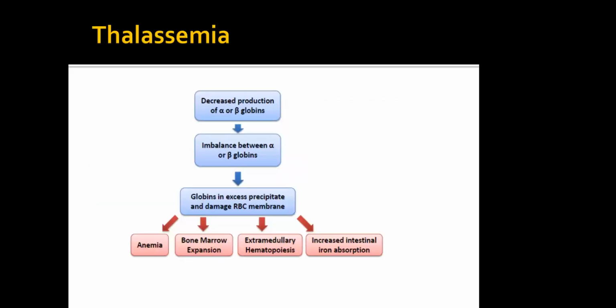So thalassemia can be either a decreased production of your alpha or beta globulins, or it could be an imbalance between the two. It leads to anemia, it leads to bone marrow expansion, it leads to extramedullary hematopoiesis, and it also leads to increased intestinal absorption of iron. So these children become high in iron. They're not iron deficient, they're actually having iron overload happening in these patients. So giving them extra iron doesn't help them.